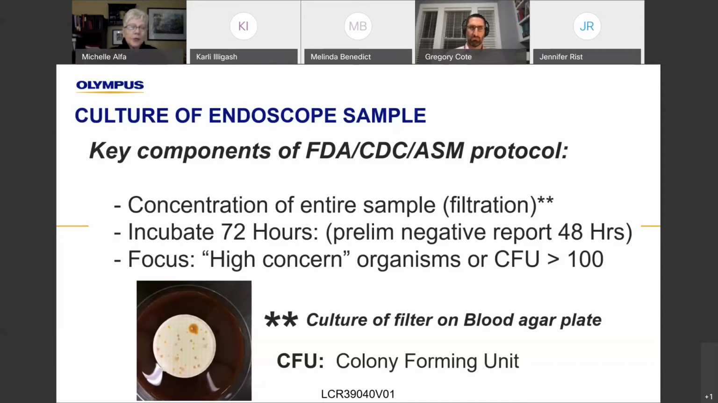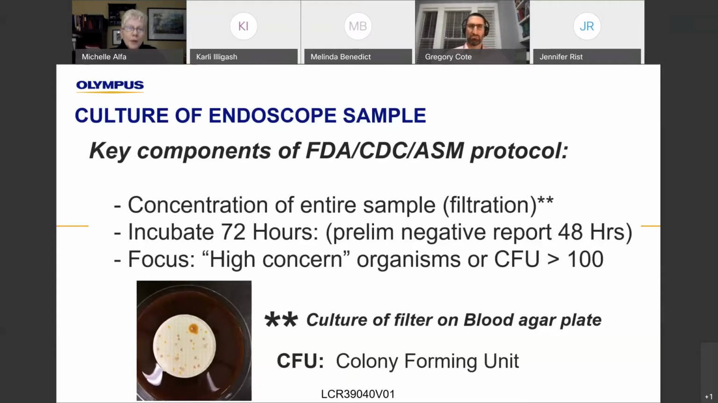The incubation time that was selected was very controversial because the longer you incubate, the more things can grow. But from a practical point of view, you want to get the results back to the endoscopist as quickly as possible. We settled on incubation for 72 hours with a preliminary negative report. If there was nothing seen at 48 hours, a preliminary report would be sent out, much like for a blood culture, where interim reports are sent out so that the physician knows what's going on.